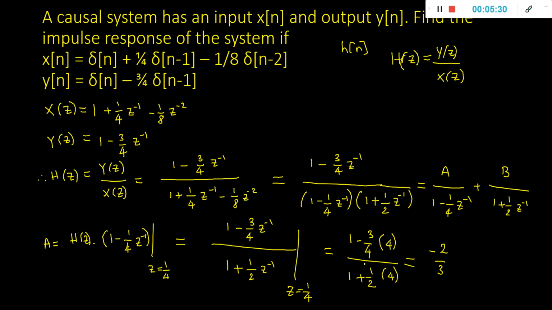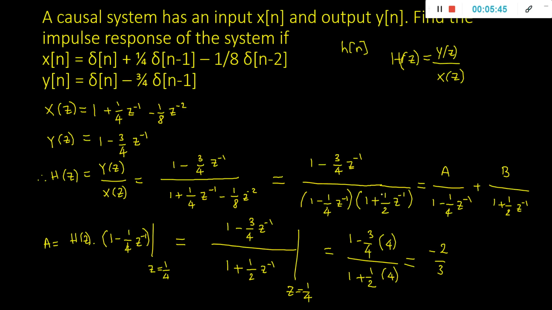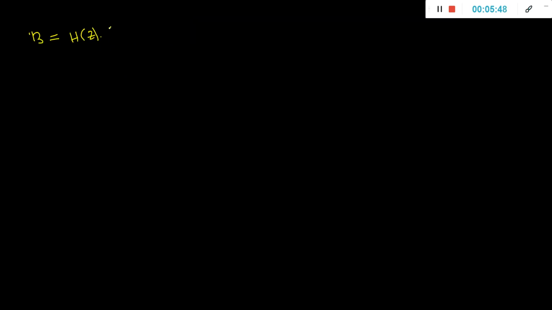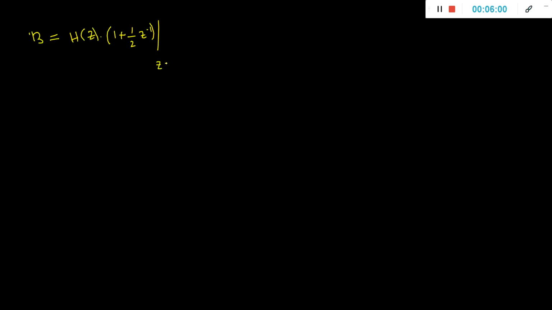Once we get this, let's continue and look at the value of B. So the value of B is given by, as usual, h of z into the denominator of B, which is going to be 1 plus 1 by 2 z inverse. So I'm going to write 1 plus 1 by 2 z inverse. Now this should be evaluated at the value of z equal to minus half. Why minus half? Because we always look at this expression as 1 minus of minus half z inverse. So the coefficient of z inverse is minus half, and hence we evaluate this.